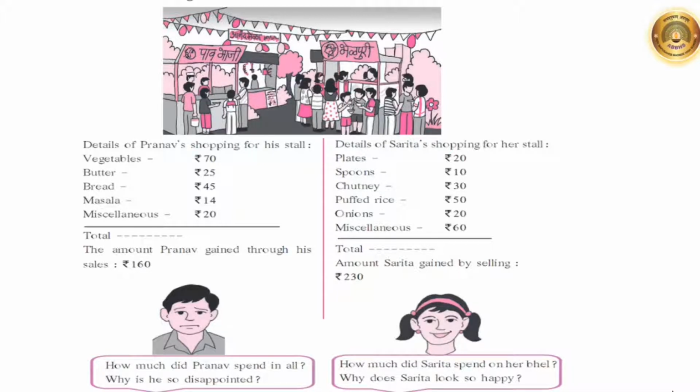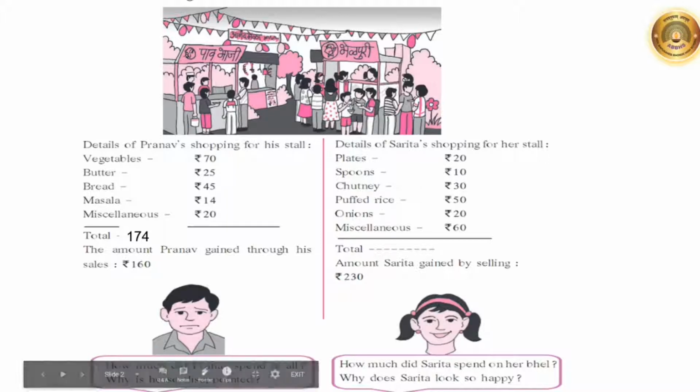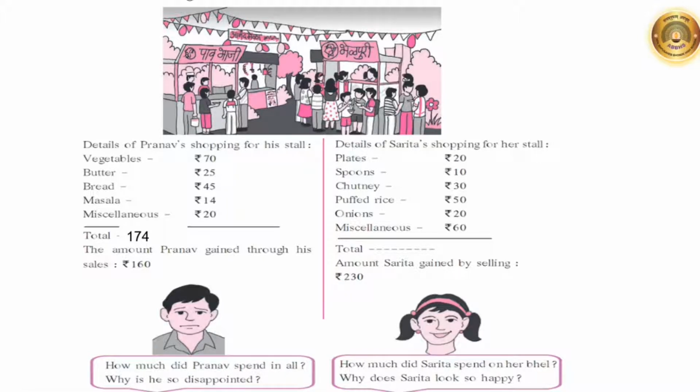Now, can you tell me how much Pranav spent for all his shopping? Yes, he spent 174 rupees. The amount Pranav gained after the sale is rupees 160. Now, can you tell me how much Sarita spent for the shopping? Yes, she spent 190 rupees. And in the sale, she gained 230 rupees.